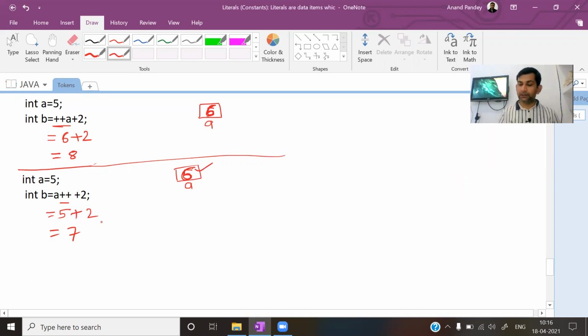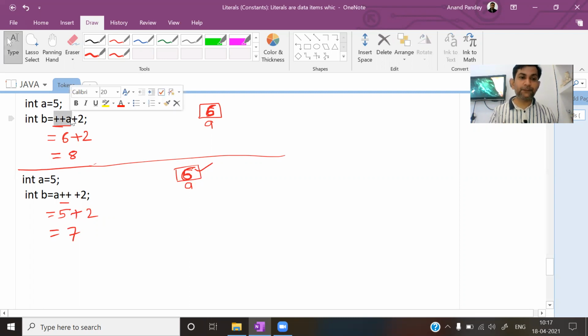Okay, so I want to tell you there are only two lines of concept. If you are thinking about a third line, then it will be confusing for you. सिर्फ दो line का concept है. Let me explain. If you are using a prefix operator, in this case first increase then put the value, पहले बढ़ाओ फिर रखो एक्सप्रेशन में. And in case of postfix, रखो फिर बढ़ाओ.